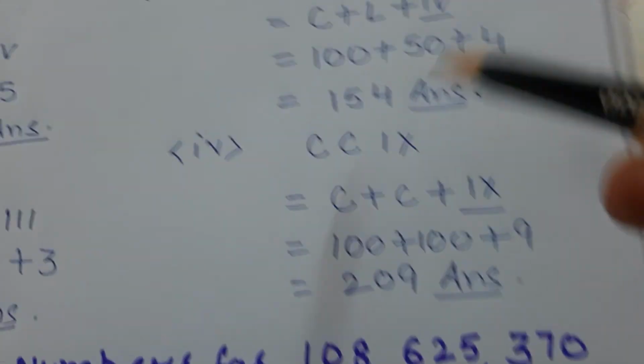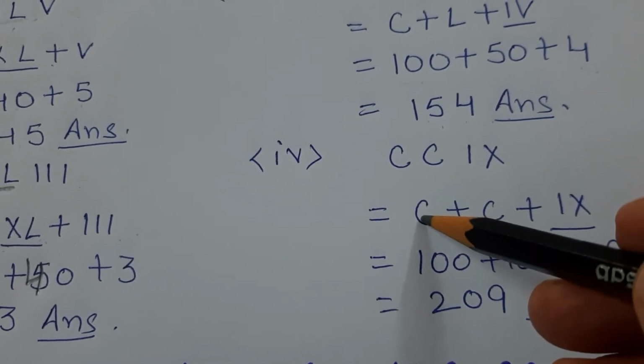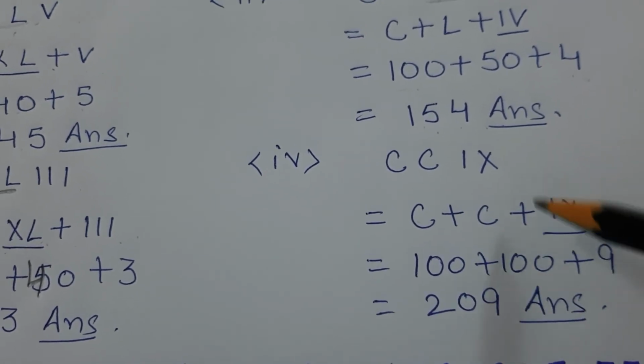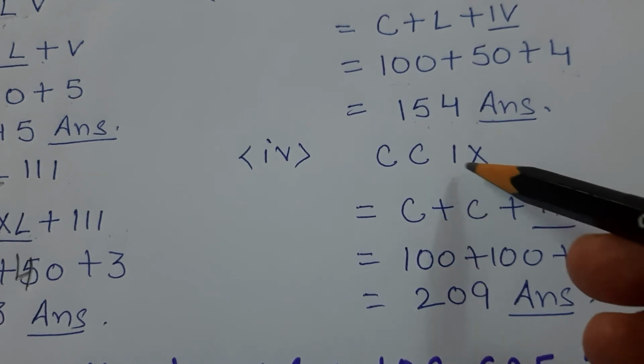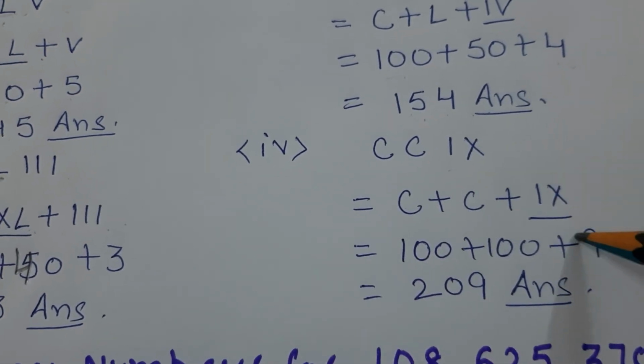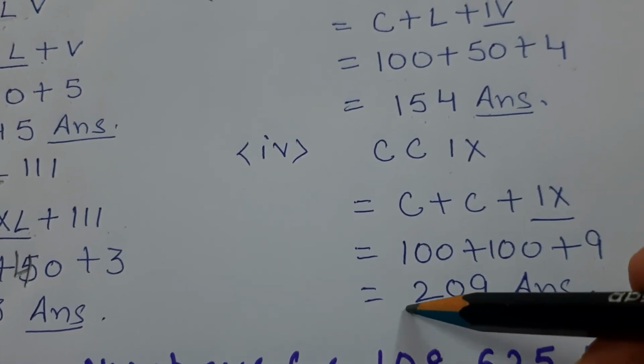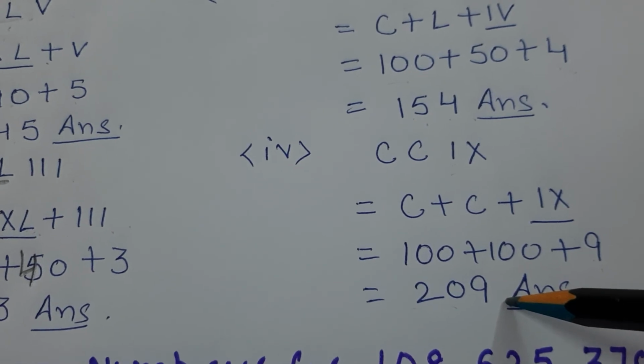So next example, CCIX. So 100 plus 100 plus IX. They are not in descending order. So I will be subtracted from X, which means it is 9. So this number will become 209.